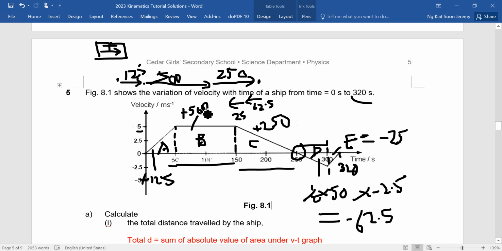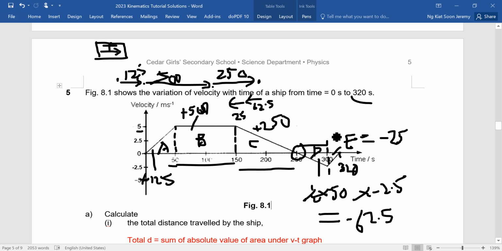What's the displacement at t equals 150? Where I'm here, right? So the displacement is actually 125 plus 500. What's the displacement at this point? It's these three figures added up together. So that's the displacement until here.